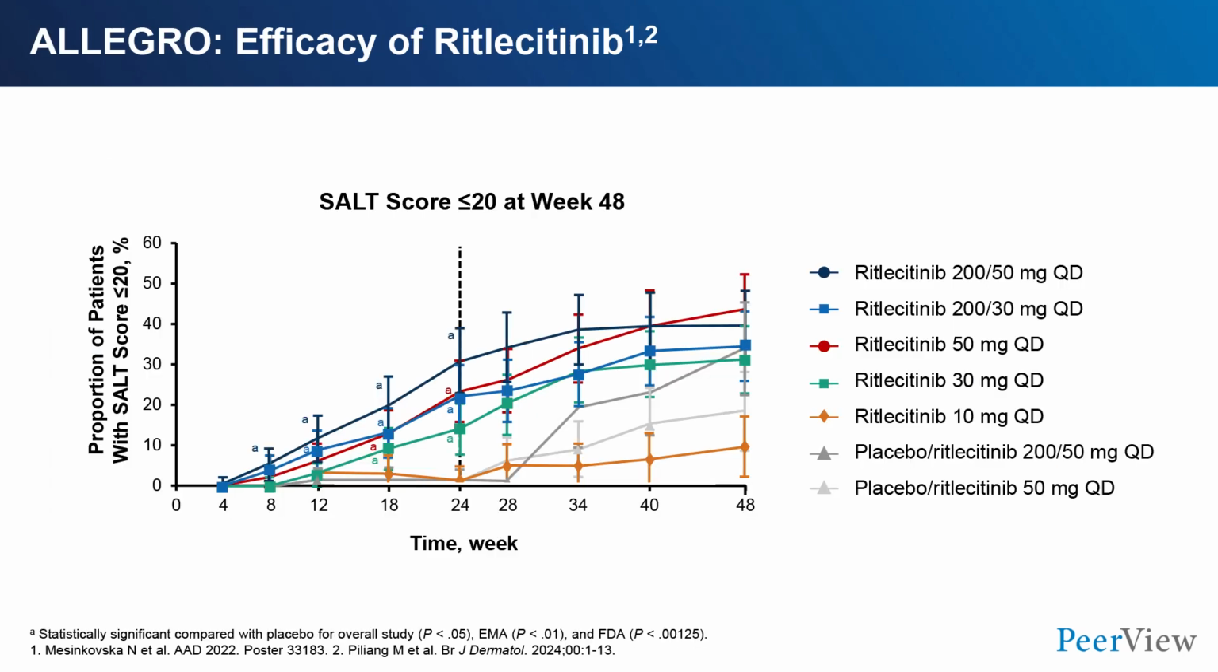So in this graph, you can see the proportion of patients with SALT score less than 20. And you can look at the week 24 data, which shows ritlecitinib 200 tapering down to 50, as well as the ritlecitinib 50 milligram doing the best of all the different dosing regimens that you can see here. And then taking the trial out to 48 weeks, you can see that they still maintain that efficacy.